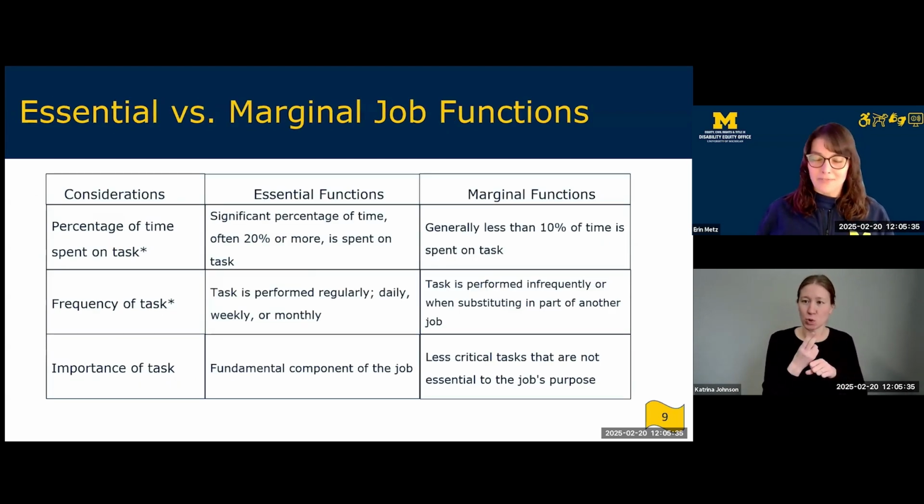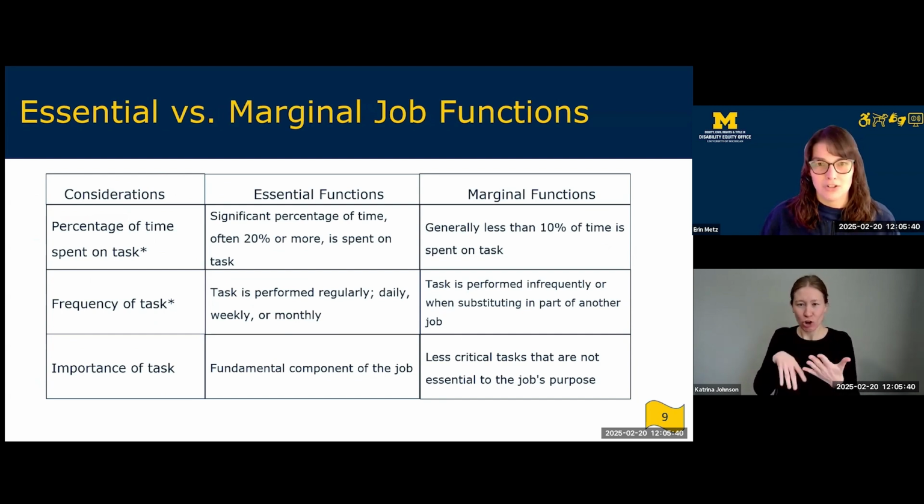So we're going to take just a very brief moment to look at this chart here for essential versus marginal job functions, and we'll go into much more detail later on in the presentation. But we want to talk first about the three key considerations. The first being the percentage of time that is spent on a task. For a function to be considered essential, it's typically a significant percent of time, sometimes listed as 20% or more, spent on a given task. Whereas if it was marginal, it's generally less than 10% of the time spent on that same task.